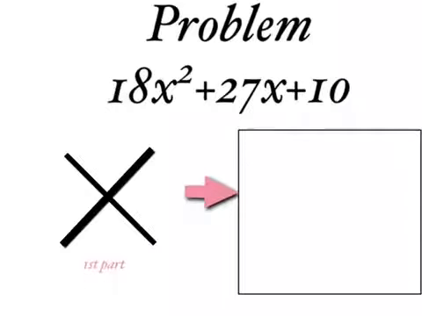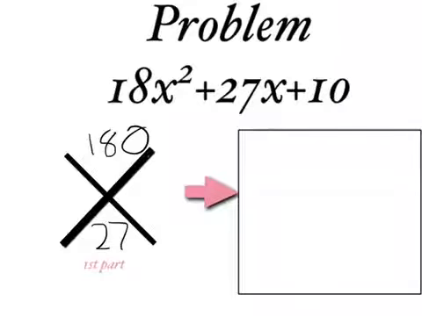The first part in doing this is creating a diamond, and with our diamond we have to get the first number and the last number of the equation and multiply them together. In our case that would be 18 and 10, and 18 times 10 is 180. Now, we would have to get the middle number, which in our case is 27, and put it on the bottom. Now you are done with the first part.